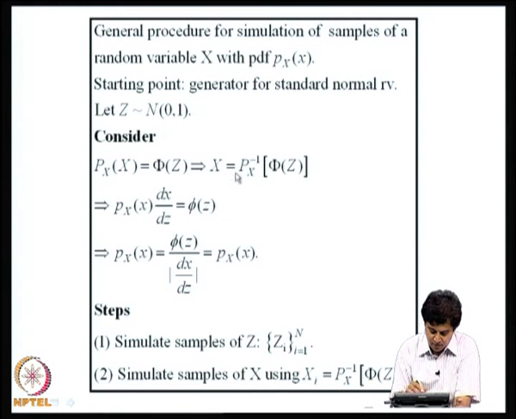Now, if you follow the rules of transformation of random variables, you can show that if you generate x according to this rule, the probability distribution function or density function of x will be identical to the target probability density function. Now, so what are the steps? We simulate standard normal random variables, use this transformation and get samples of x. So, this is a very straightforward exercise, provided you know how to invert your probability distribution function.